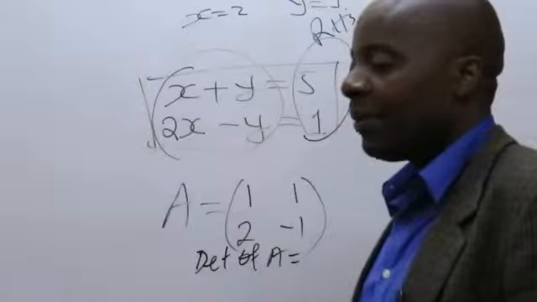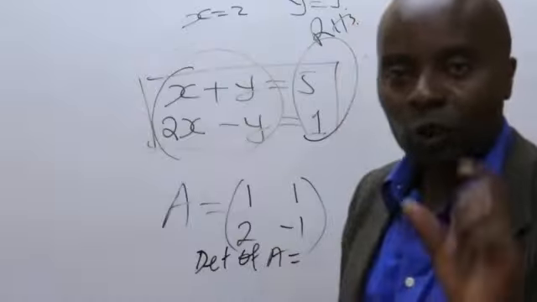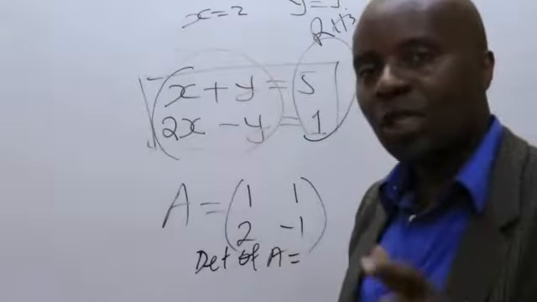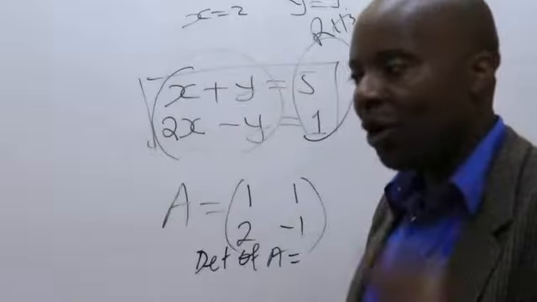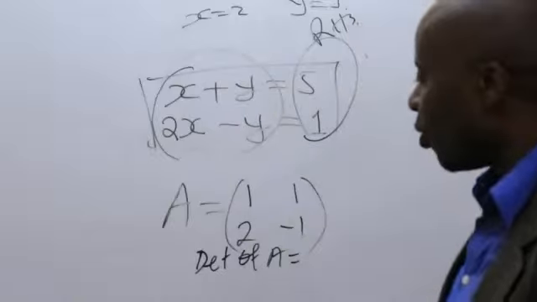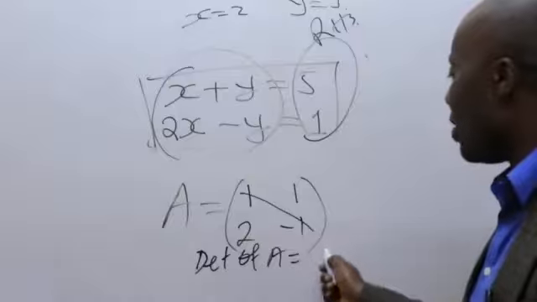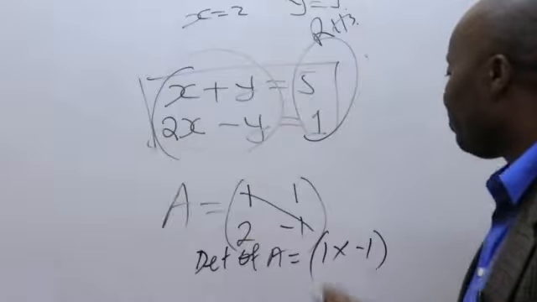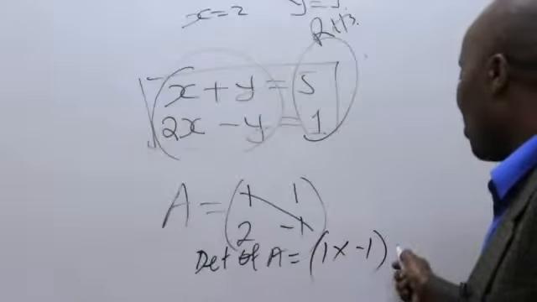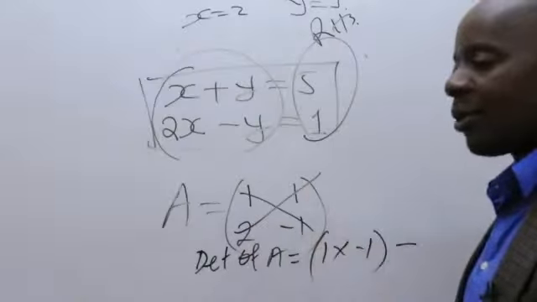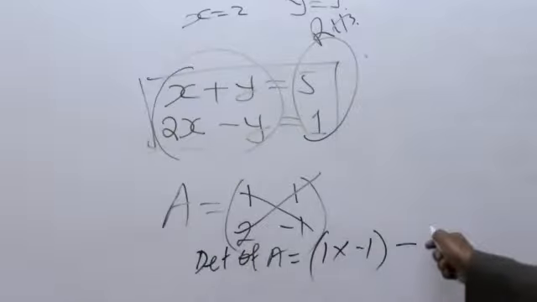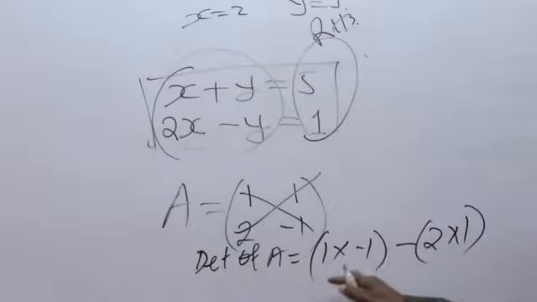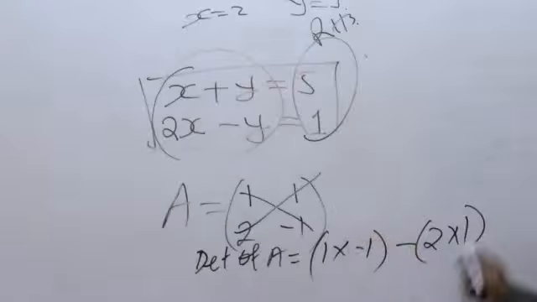How do we get the determinant of this matrix? It's very easy. To get the determinant here, I need to take the product of primary diagonal minus product of secondary diagonal. So product of primary, we have 1 times minus 1. Minus product of secondary. Product means you're multiplying. So 2 times 1. Please, you can avoid brackets here for the primaries, but secondary, you must always put brackets. So could you kindly give me this figure?